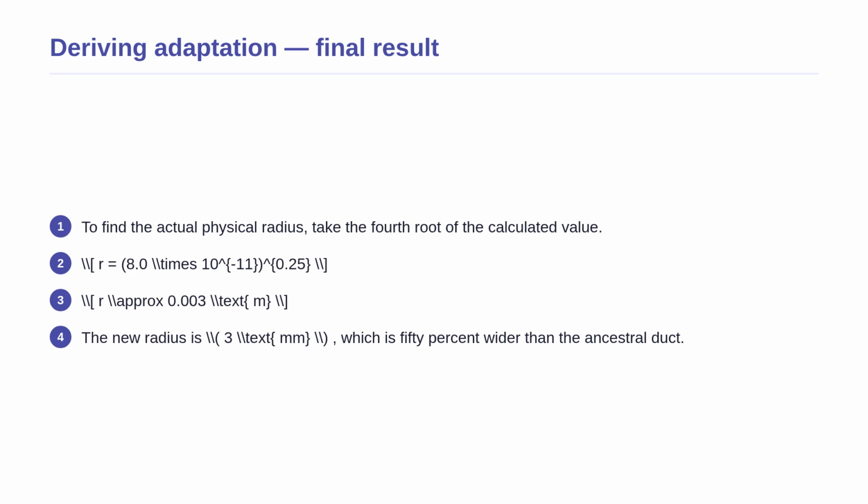Physically, this means the mammalian vas deferens must be about 50% wider than the ancestral duct to transport the thicker reproductive fluid without requiring extra energy. We have just proven mathematically how anatomical structures evolve in direct response to physical constraints.